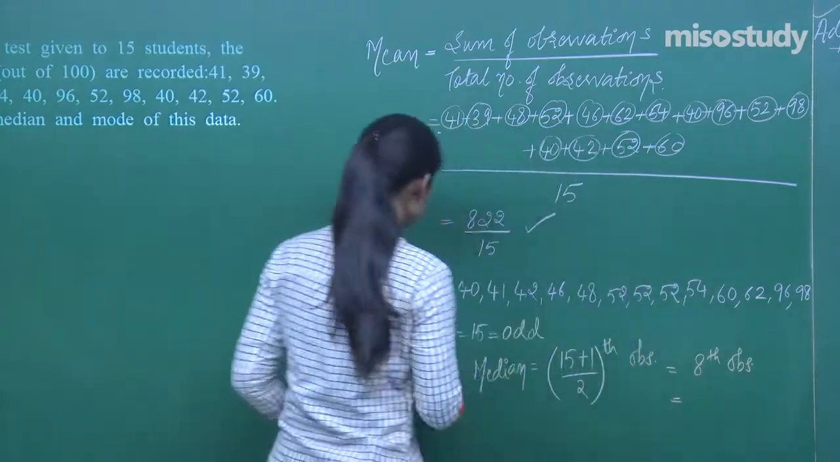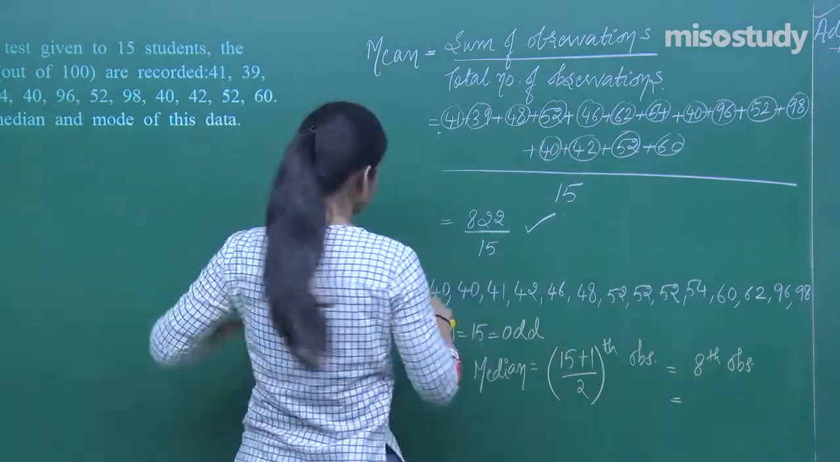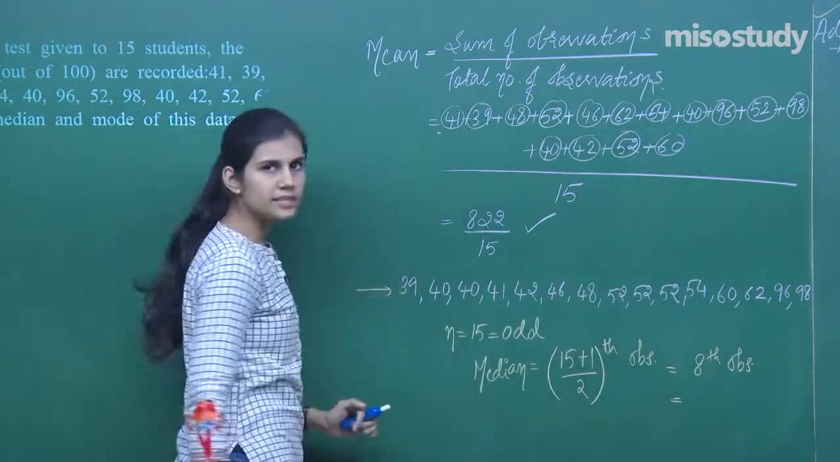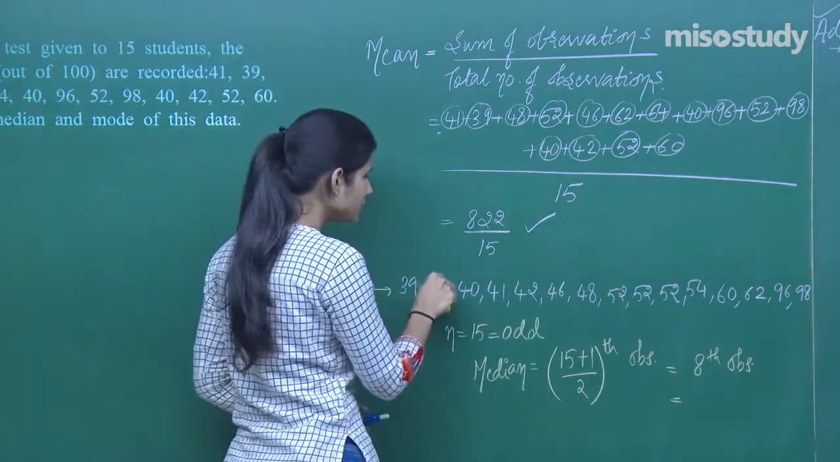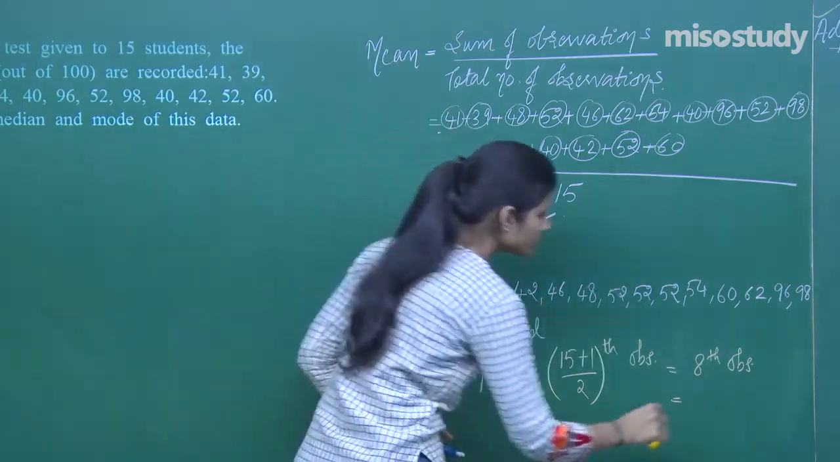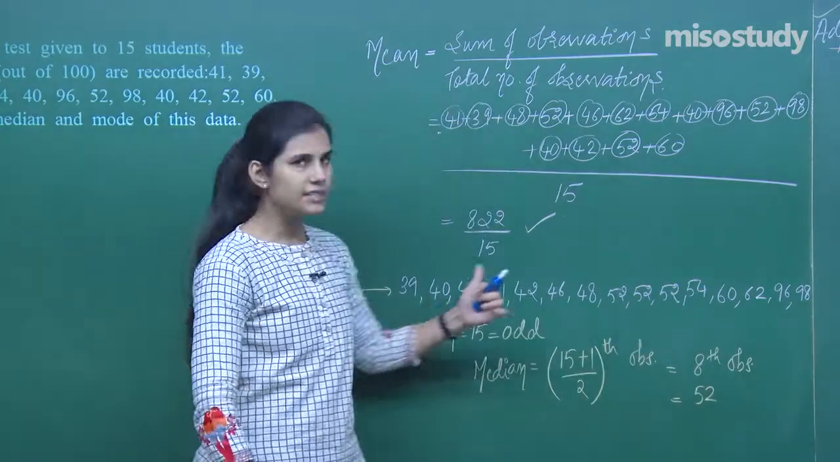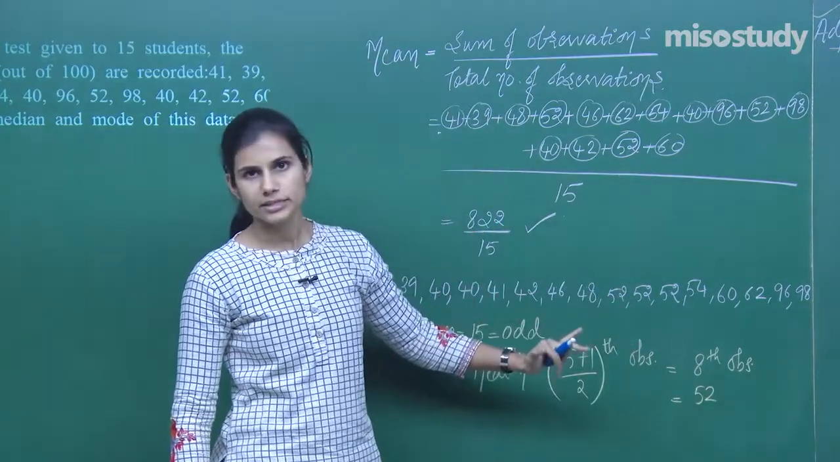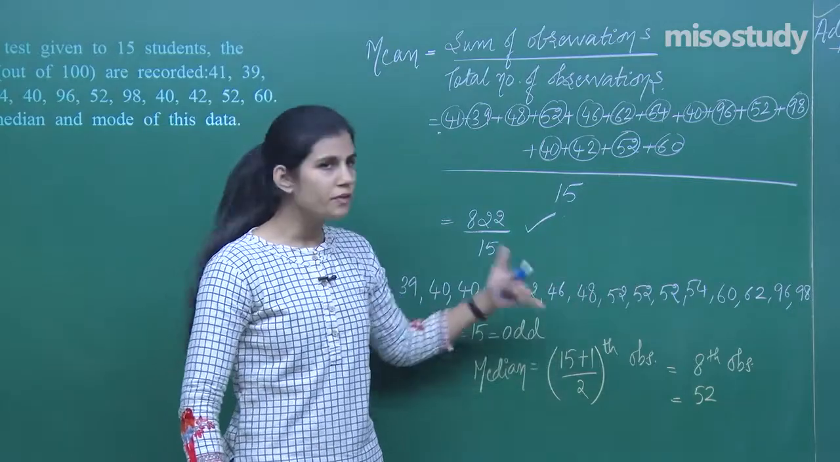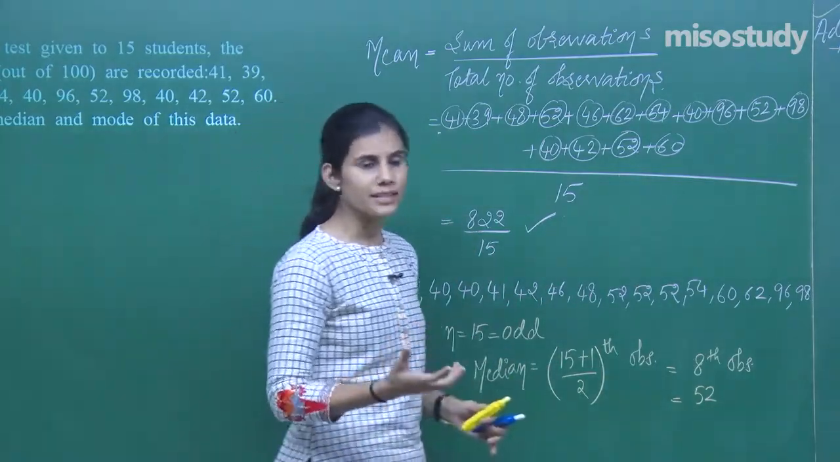What is the 8th observation? Here you are going to look, not in the original data, but in the data you have arranged in the ascending form. This is first observation, second, third, fourth, fifth, sixth, seventh and eighth. Eighth observation is 52. It is this observation which is dividing this data into two equal parts. Number of values below 52 is the same as number of values above 52 in magnitude.